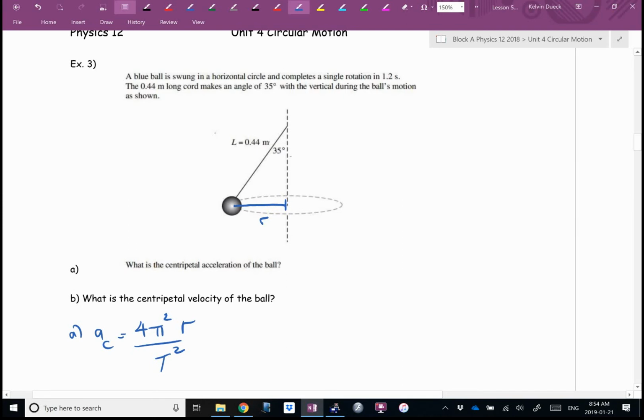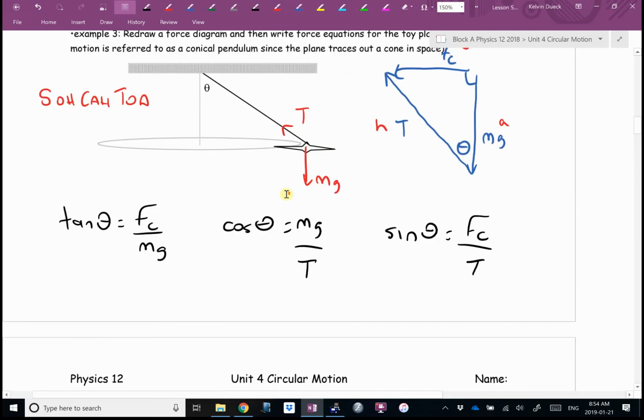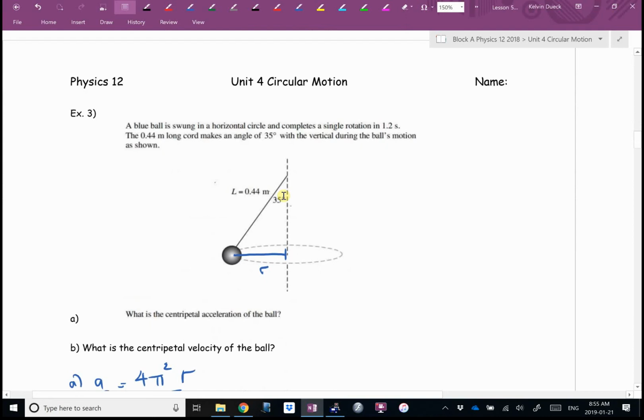Draw that in. How can I figure out the radius? Okay, William said use SOHCAHTOA. There's often going to be two triangles in your picture superimposed on each other. One will be the forces triangle from the free body diagram, but there's actually also the physical length of the rope triangle. So if I draw this, I have 0.44, r, and 35 degrees.